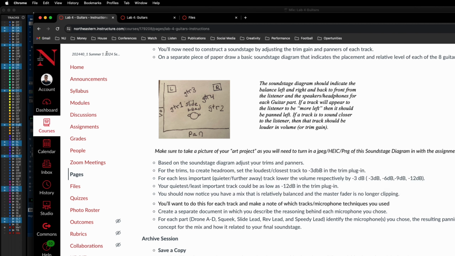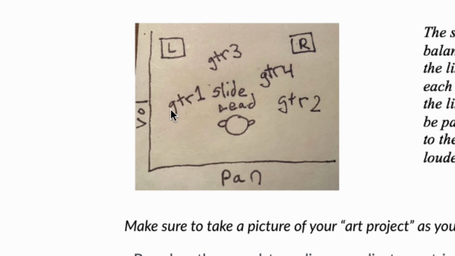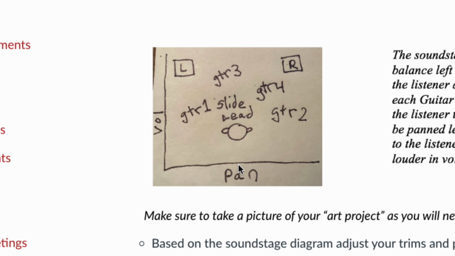So the soundstage diagram that I drew is pretty crude, but if you can see here, volume has to do with distance. This thing here is supposed to be the listener with big ears. The idea is the things that are closer to the listener are going to be louder in volume, like this lead part here, the slide lead. I want that closest to the listener, so that's going to be at -3. Probably these other guitars will also be at -3, but some of the other guitar parts are going to be further back. Notice how some are more on the left and some are more on the right. That's where panning is going to come in.